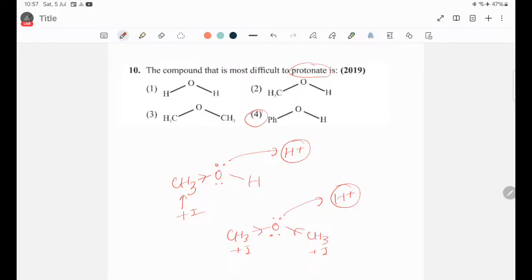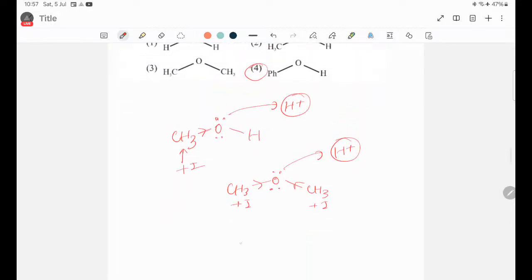Now think about option 4. In option 4, the phenyl ring is attached to OH. Now the lone pair of oxygen is involved in resonance with the benzene ring, because the benzene ring can act as a minus I effect group, or you can say simply that the lone pair of oxygen is now involved in resonance with the phenyl ring.